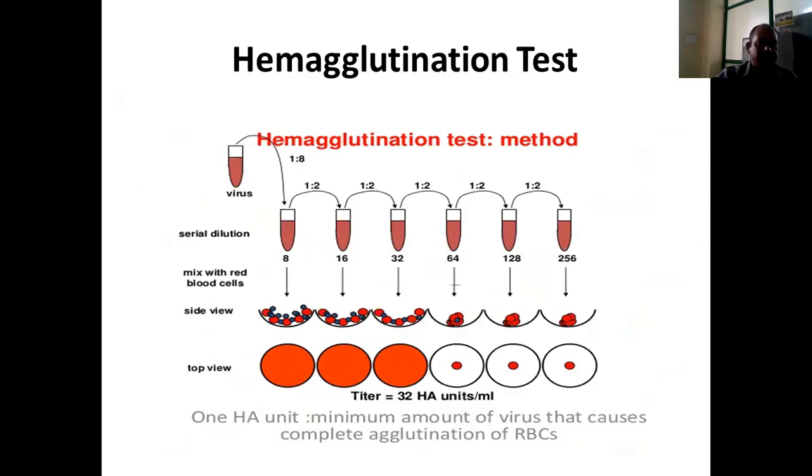So this is the quantitative method of hemagglutination, where we can serially dilute the virus culture, and then we can mix RBCs and identify the titer of that particular hemagglutination unit. One hemagglutination unit is the minimum amount of virus that causes complete agglutination of the RBCs.